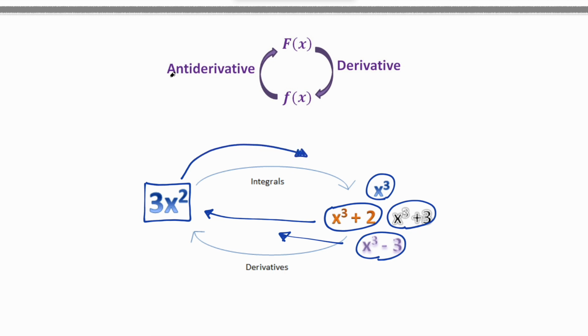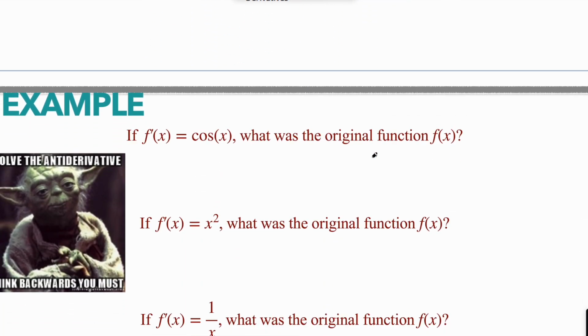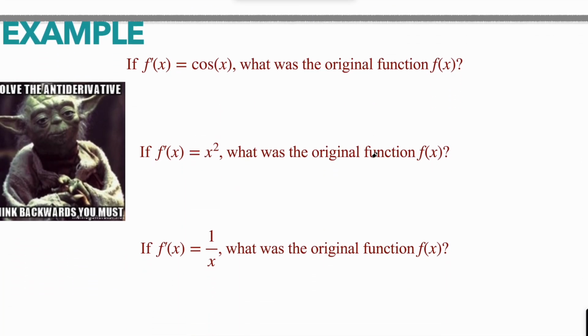that is where I'm going to take the antiderivative. Or, as we'll talk about later, the integral of that function, to figure out what your original function was. So if you're trying to think in reverse, if the derivative was cosine, then the original function would have been sine, because the derivative of sine is cosine.